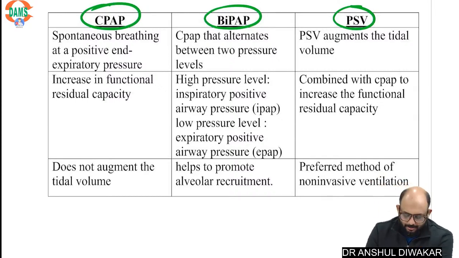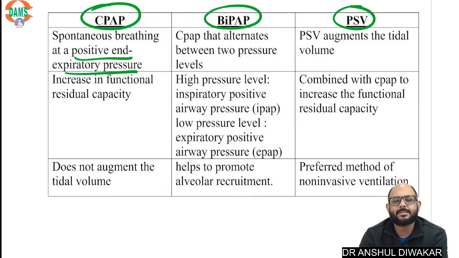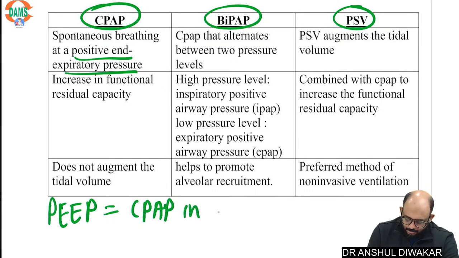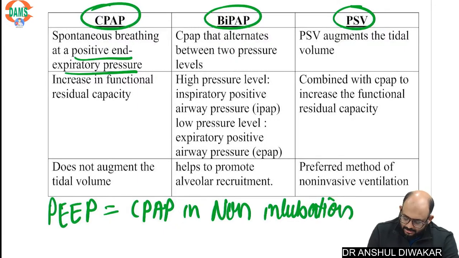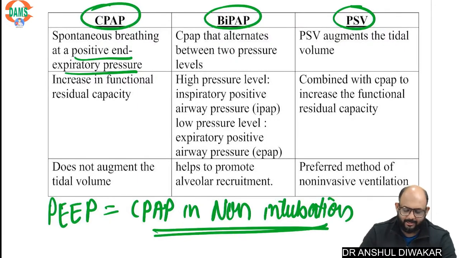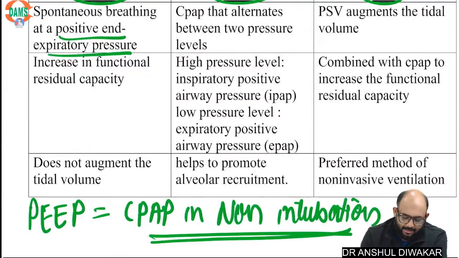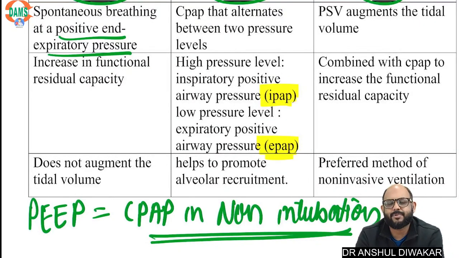Spontaneous breathing at positive end expiratory pressure, PEEP, in a non-intubated person is called CPAP. So remember, PEEP is equal to CPAP in a non-intubated person. There is a constant positive pressure in both the inspiratory and expiratory cycle, that is called CPAP. Alternative to that is BiPAP, bi-level positive airway pressure, where we keep two pressures, IPAP, the inspiratory positive airway pressure, and EPAP, which is expiratory.